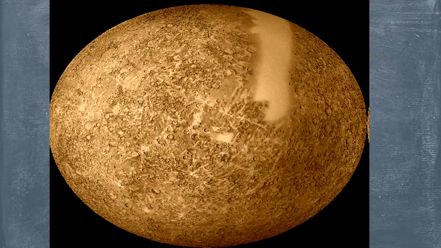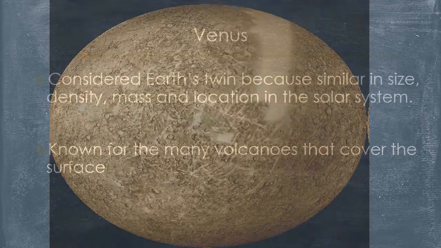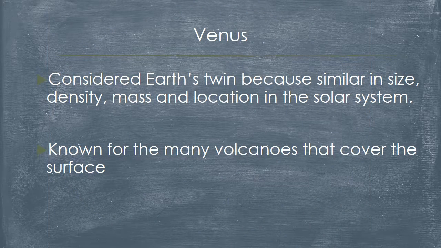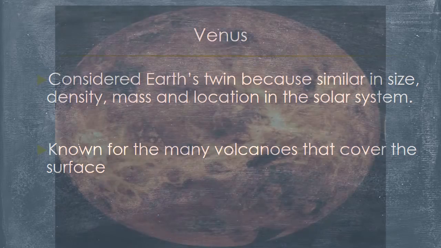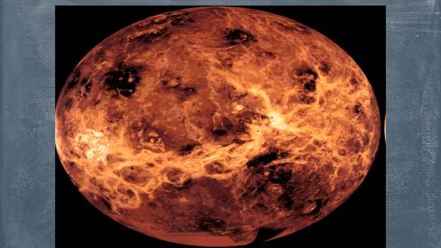Here's Mercury. Surface, again, is very pockmarked. Lots of craters, looks like Earth's moon. Venus is considered Earth's twin because of its size. They're very similar in size, density, mass, and where they're located in the solar system. However, Venus is known for its many volcanoes that cover the surface. So Venus is very fiery.